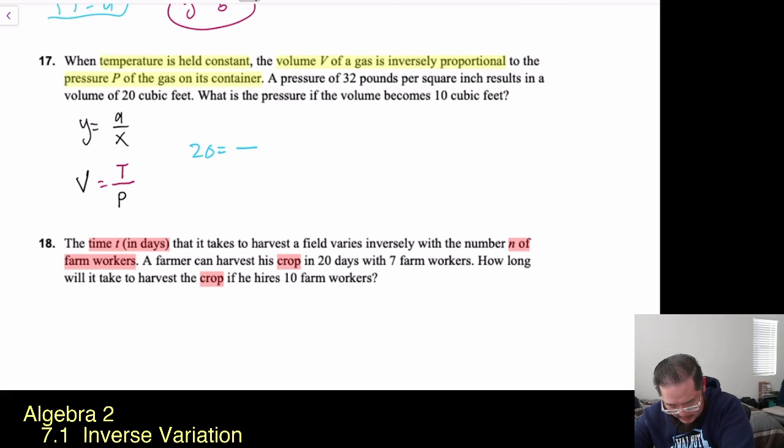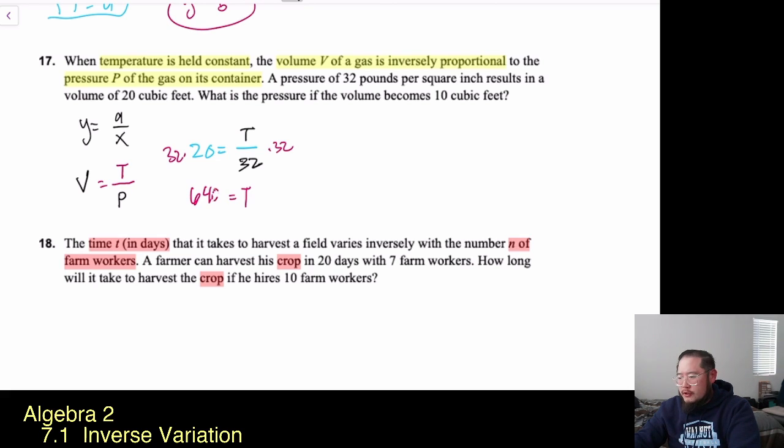Then right here after that, remember that they give us... we don't know what temperature is, but what we do know right here is that pressure is 32. All right. So now we got all the parts together. We go ahead and solve for T and multiply 32 to both sides. And temperature ends up being 640.